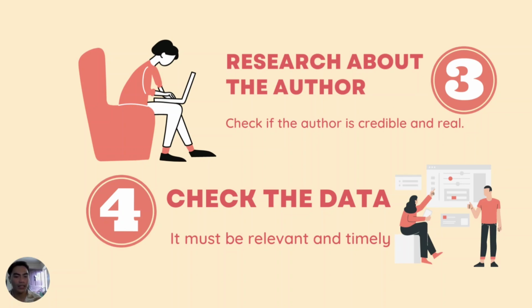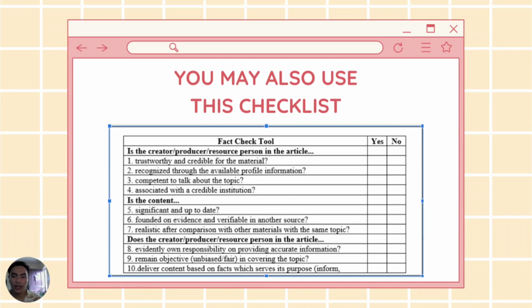The last one will be check the data. It must be relevant and timely. Because we're in the information age and there is a lot of data and sources available on the internet, we must still check if the data is still valid or credible. The next slide is an example of a checklist that you may use to examine if the sources or data are still relevant, factual, or truthful.